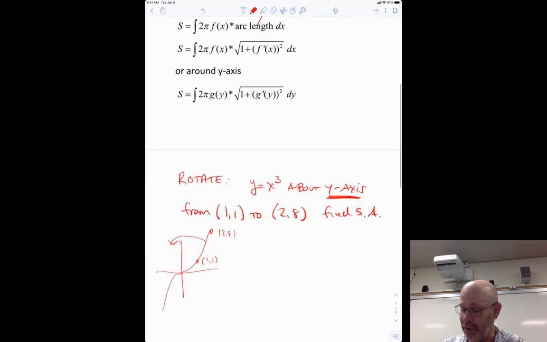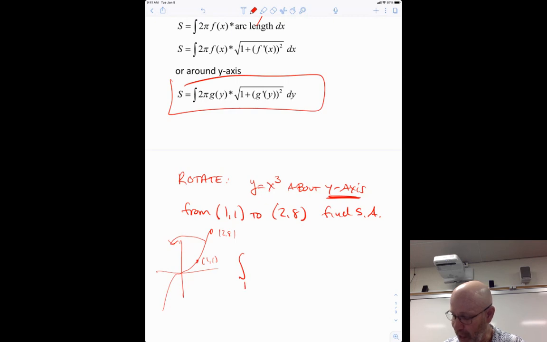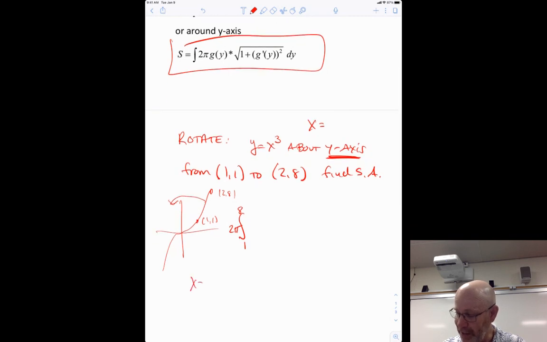of y. So we're going to be using this formula right here. Since we're in terms of y, we're going from 1 to 8 on the y's. 2 pi, I'm just going to factor out, times the function in terms of y this time. So now I have to solve this for y. So x equals y to the 1/3. So my function is y to the 1/3. And then I need the square root of 1 plus the derivative squared.